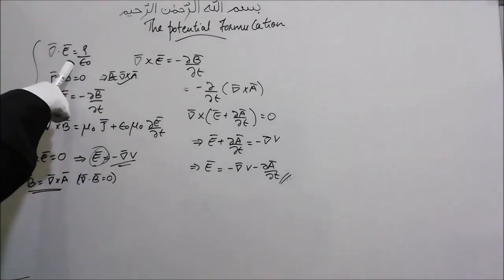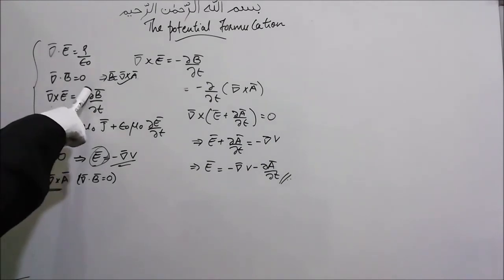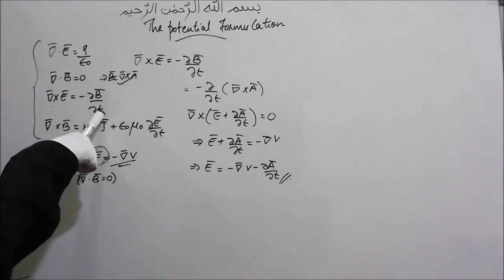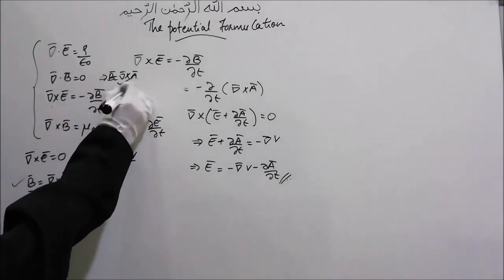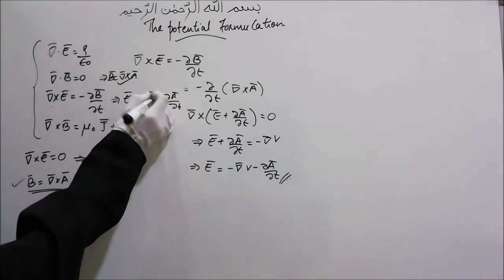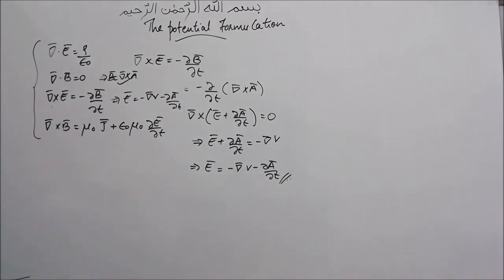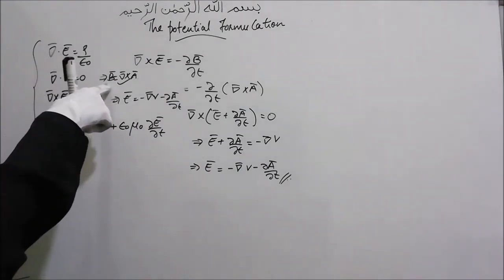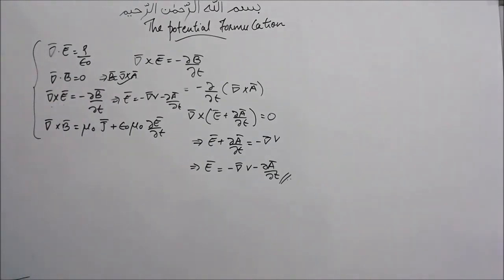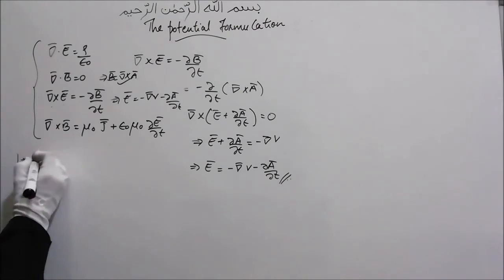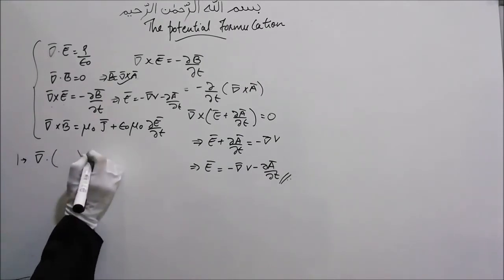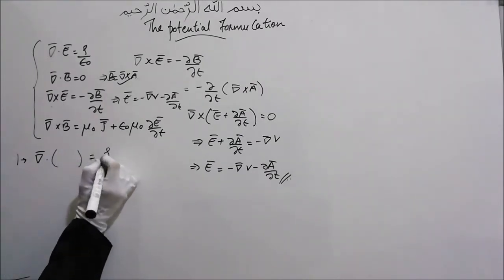Thus, del dot B equals 0 will give us B equals del cross A, and del cross E equals minus del B by del t will give us E is equal to minus del V minus del A by del t, and the fourth equation remains as it is. So from the second equation we get this B, from the third equation we get E. What about the first and the fourth equation? Take the first equation and put, instead of E, this value, minus del V minus del A by del t. This entire thing equals rho upon epsilon naught.